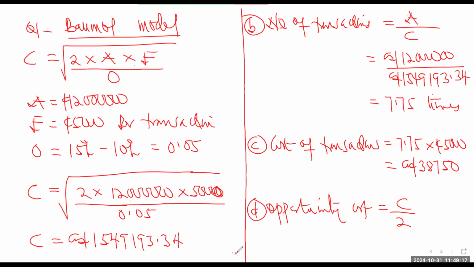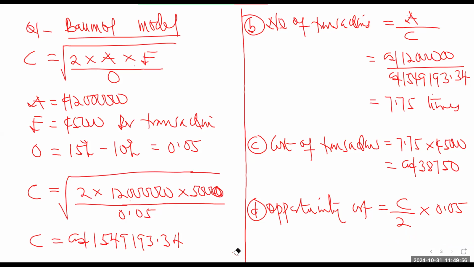Every time we'll be raising 1,549,193.34. So this will be raised throughout. So let's just find an average. So we find the average, divided by 2. Then we multiply by the cost of holding. The cost of holding over here is the opportunity cost. So we have 1,549,193.34 divided by 2 multiplied by 0.05. Okay, let me bring this one somewhere here so that it will be very clear.